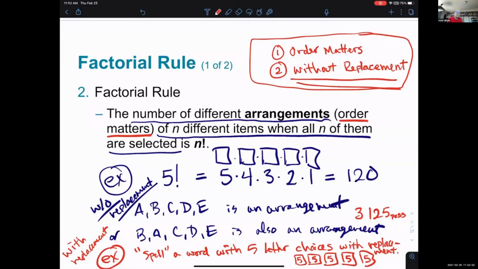Questions, comments, discussions about this example of pulling letters or the factorial rule and when it applies and when it doesn't?